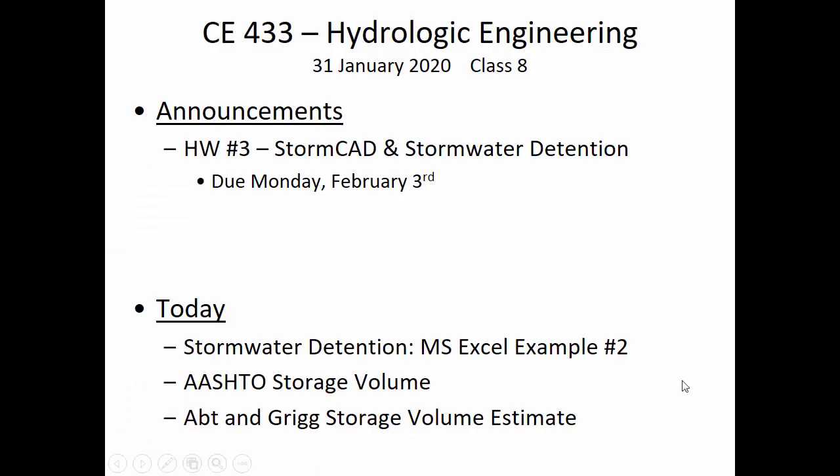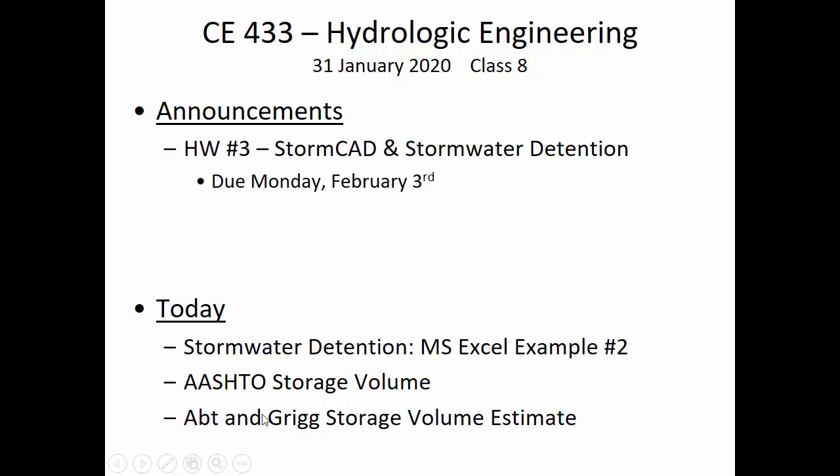All right. The assignment that's related to StormCAD and some sizing of ponds is due on Monday. We're going to do the empirical estimates for required storm pond sizing, the Ashton method and Apton-Grigg.